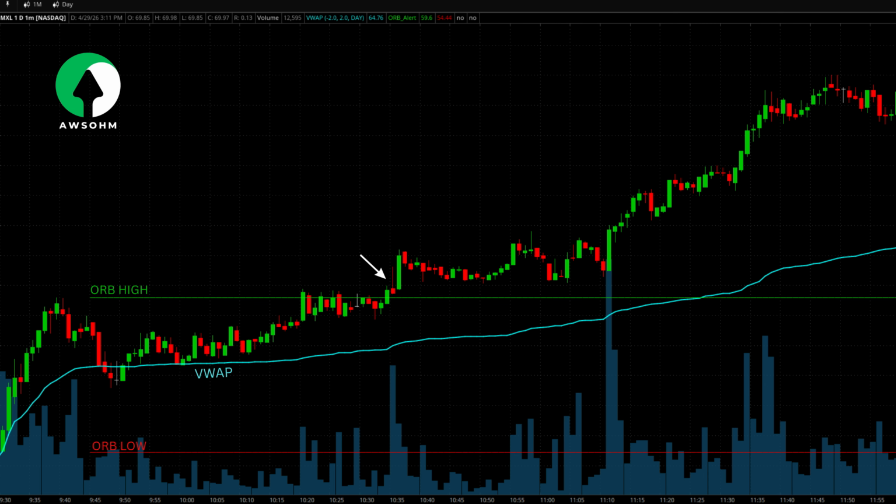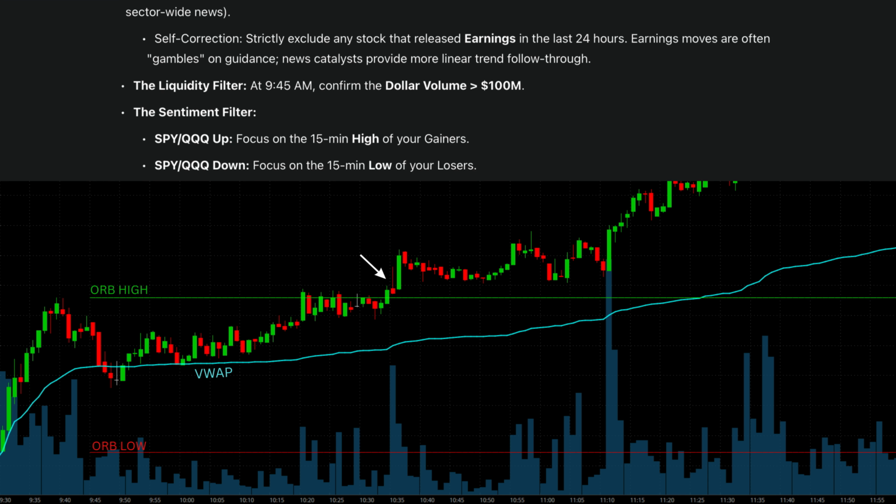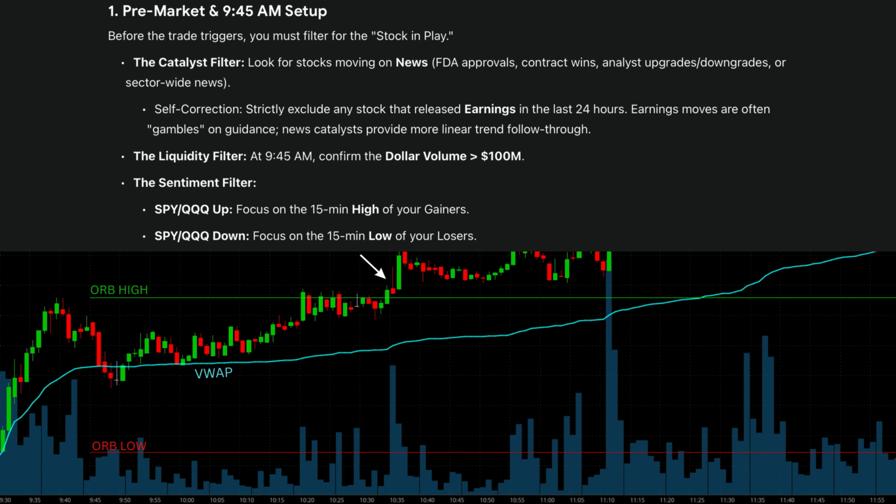Expanding the strategy to the 15-minute opening range breakout, ORB, adds a layer of structural stability. By 9:45 a.m., the first 15-minute candle has closed, providing the high and low boundaries you need for the rest of the morning session. Here is how to integrate the $100 million dollar volume, market sentiment, and news catalyst, excluding earnings, into a single execution plan. 1. Pre-market and 9:45 a.m. setup. Before the trade triggers, you must filter for the stock in play.